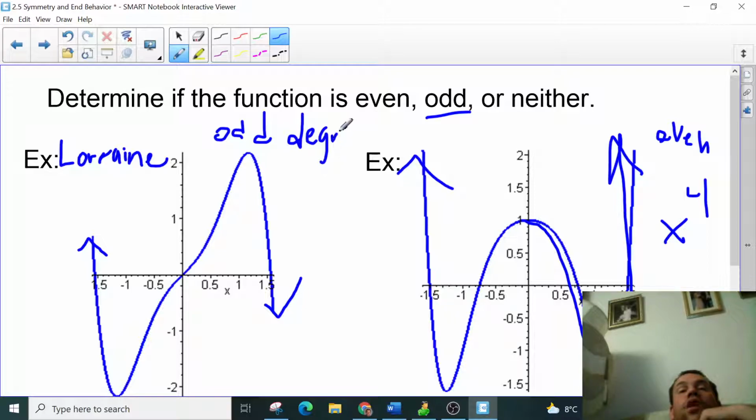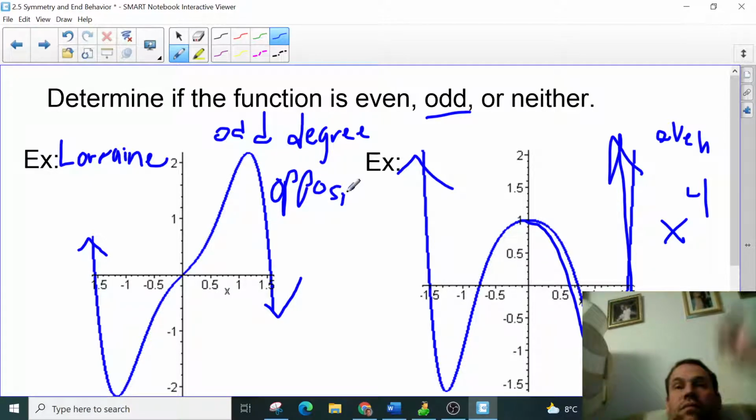Again, it's because it's going in opposite directions, because the ends are going in opposite directions. Sorry, it's hard to write with the mouse, okay? Stop making fun of me, man.